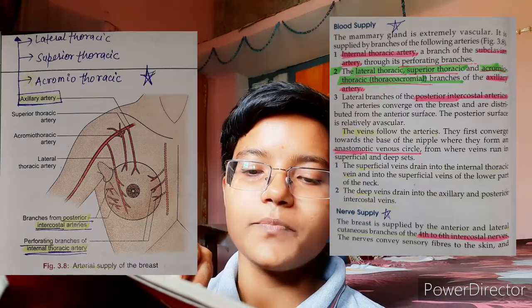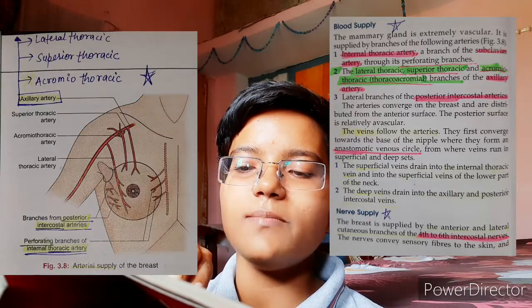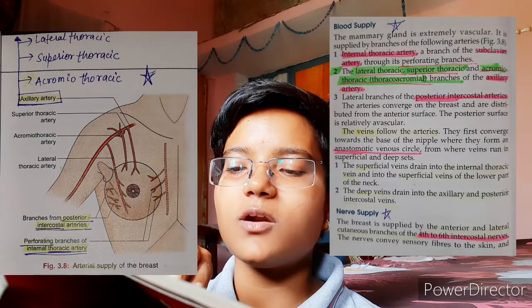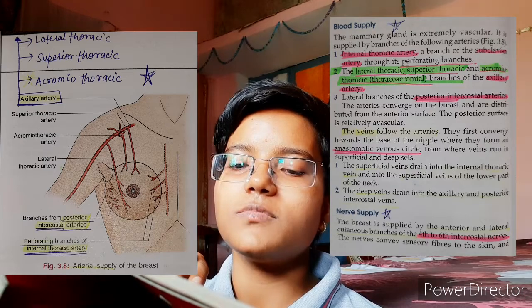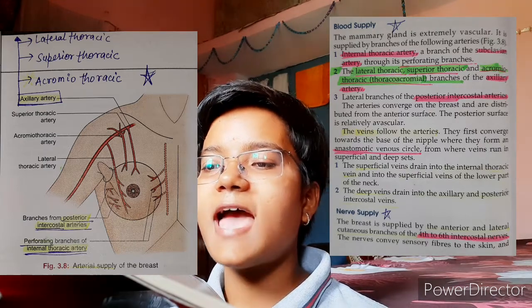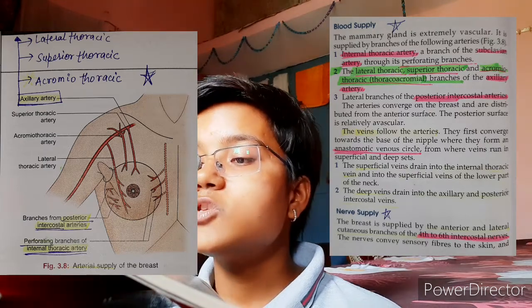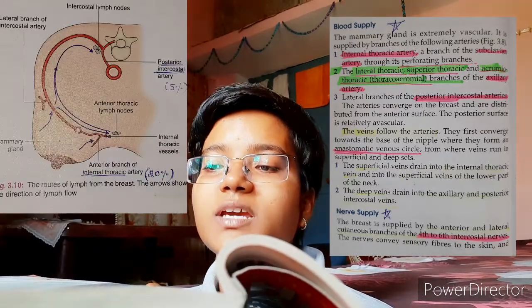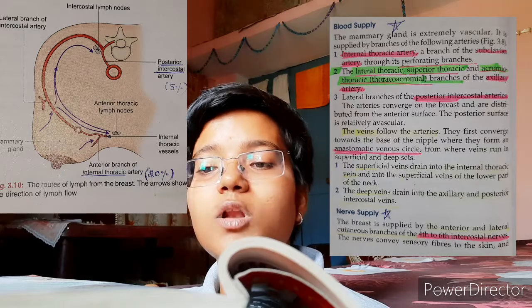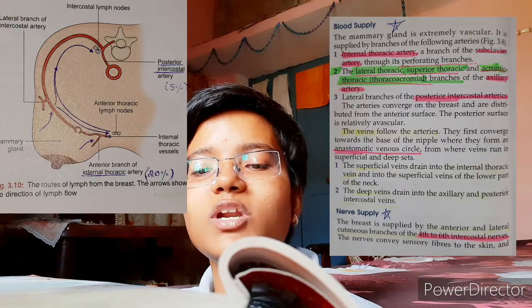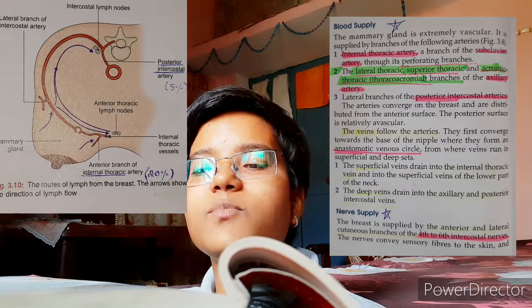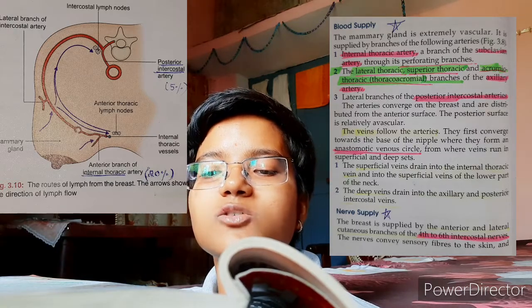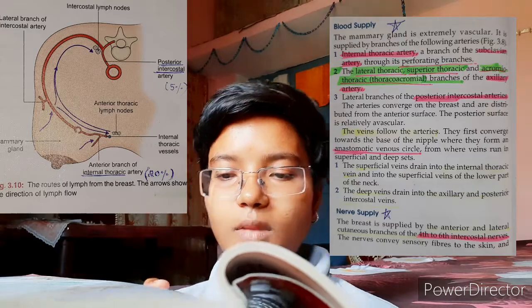Nerve supply. The breast is supplied by the anterior and lateral cutaneous branches of the 4th to 6th intercostal nerves. The nerves convey sensory fibers to the skin and autonomic fibers to smooth muscle and to the blood vessels. The nerves do not control the secretion of milk. Secretion is controlled by the hormone prolactin secreted by the pars anterior of the hypophysis cerebri. The diagnosis and management of breast disease should be done carefully.